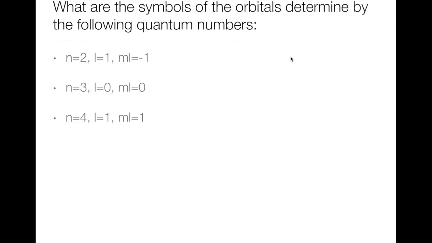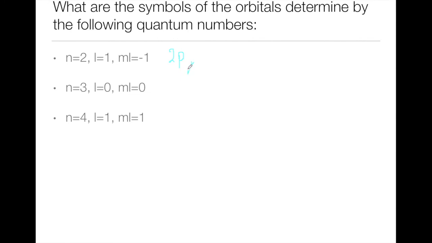What are the symbols of the orbitals determined by the following quantum numbers? Interesting. Let's look at it. 2. L equals 1 shows me the p orbital. And ml equals minus 1. If you go to the slide before, well, I showed you that. ml minus 1 shows me the y. Therefore, 2py.